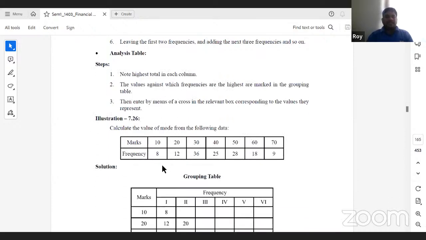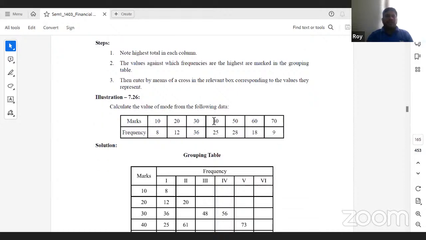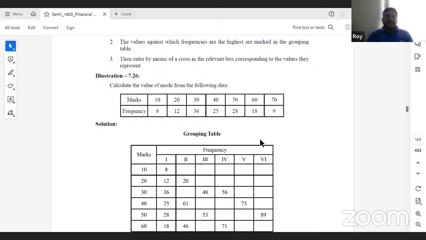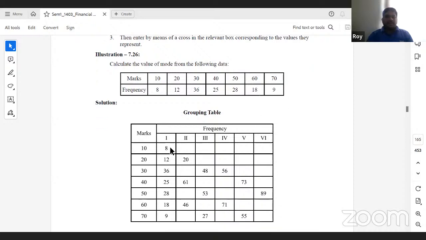Let us say this is the one. Okay, how to group the table? 10, 20, 30, 40, 50 is there. Write this down: leave the first frequency and add the next 2, 20. Then for the next, leave the first 2 frequencies and add these 2. Leave the first one and add these 2, which gives 48. And for the next one, 56, add these 3.